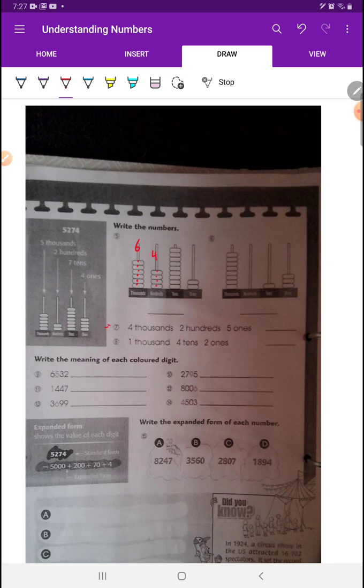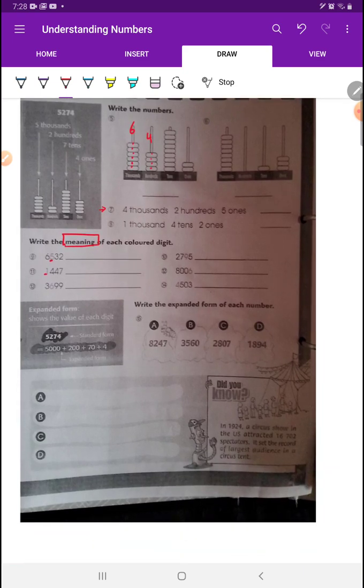And then this one is exactly like an example I gave you up above. The meaning, what is the meaning of each one? We've already talked about that. What is the meaning of that? And then we've already talked about expanded form. So you're going to take this number right here and you're going to write it right there. So you shouldn't have any trouble with this page at all.